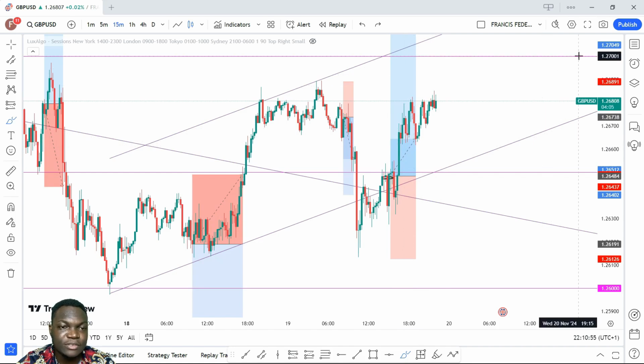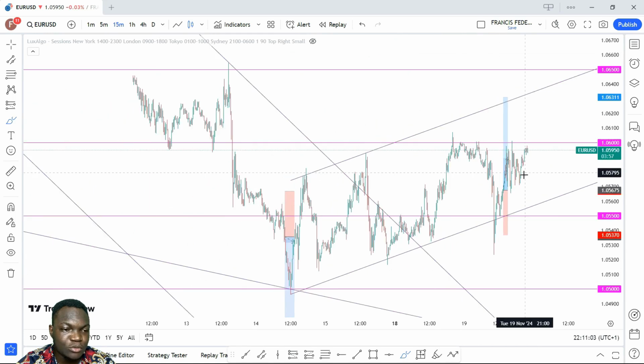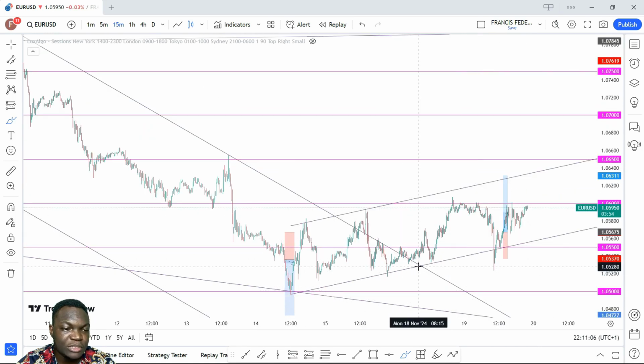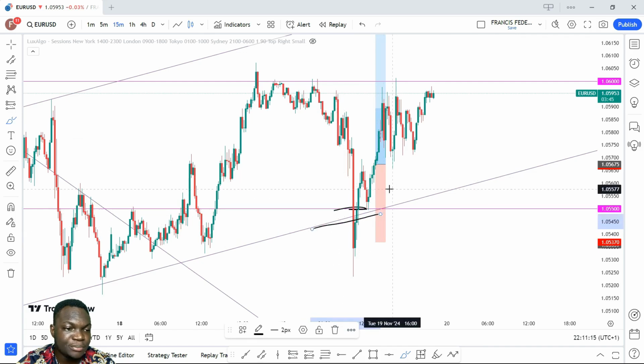I took another trade on Euro USD. The reason why I took this trade on Euro USD, similar to Pound USD, was the possibility of a new uptrend forming. So the price came down to tap into this psychological level and ascending channel, then you see how the price bounced from the area and started showing patterns of a change from a downward move to an upward move. And that was why I decided to take a buy trade around this point here.